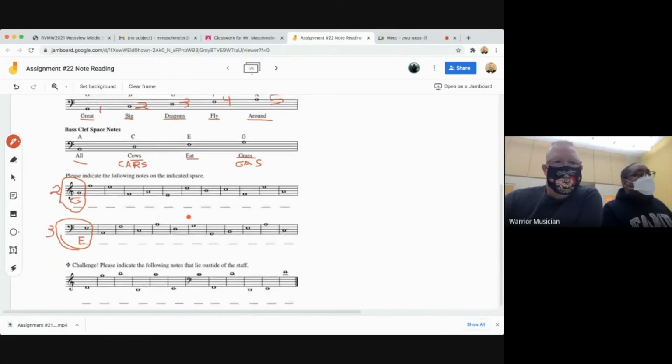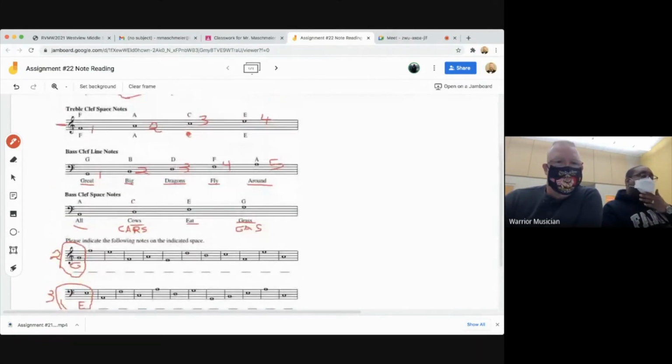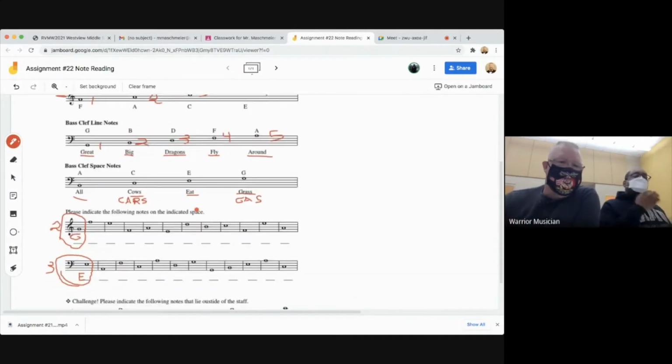C, because in the treble clef, the third space up is in fact a C. Yes. But in the bass clef, the third space up is an E. Okay, remember, make sure that you've got the correct clef. The bass clef looks like an ear, and the treble clef looks like a figure 8.